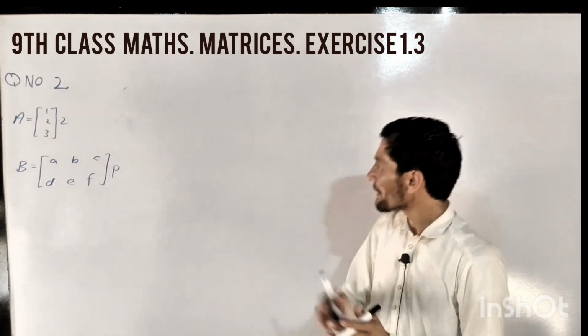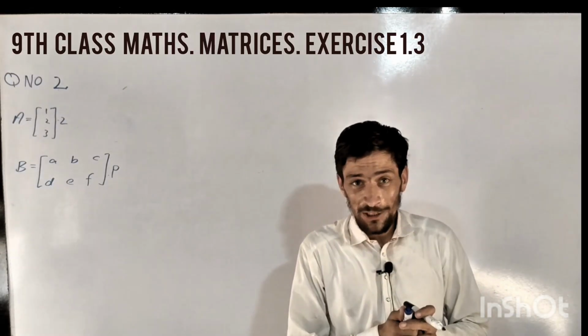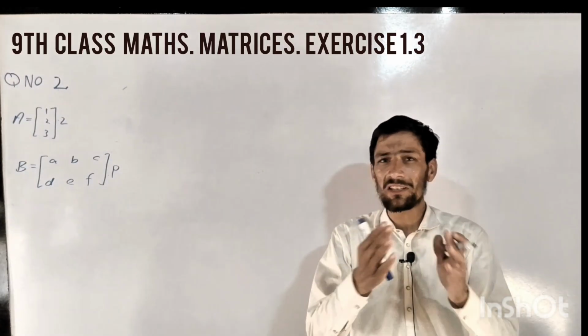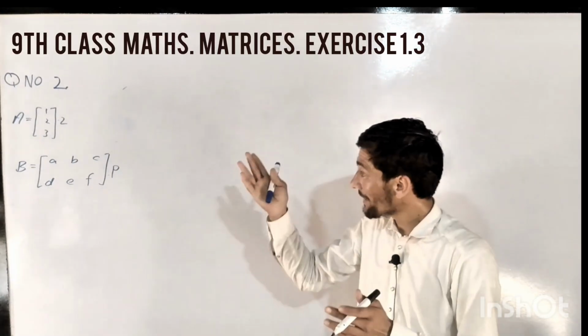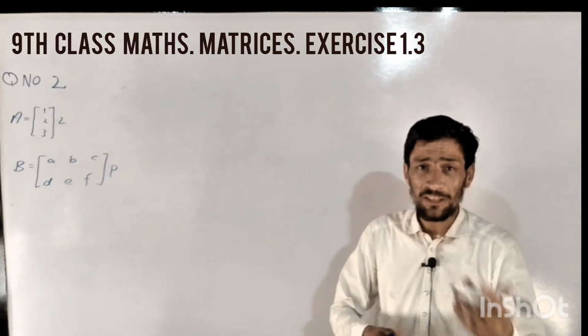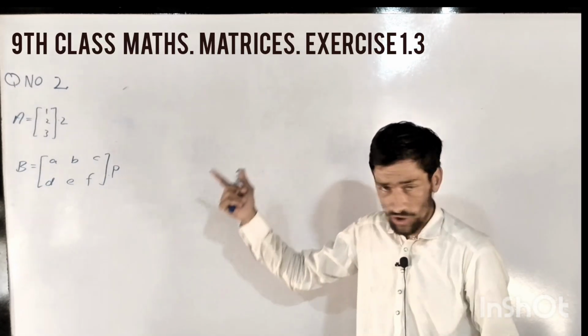This is question number 2 and it is so easy, about multiplication. The easiest question in this exercise is question number 2. You will see it in the end. Let's move to solve question number 2.